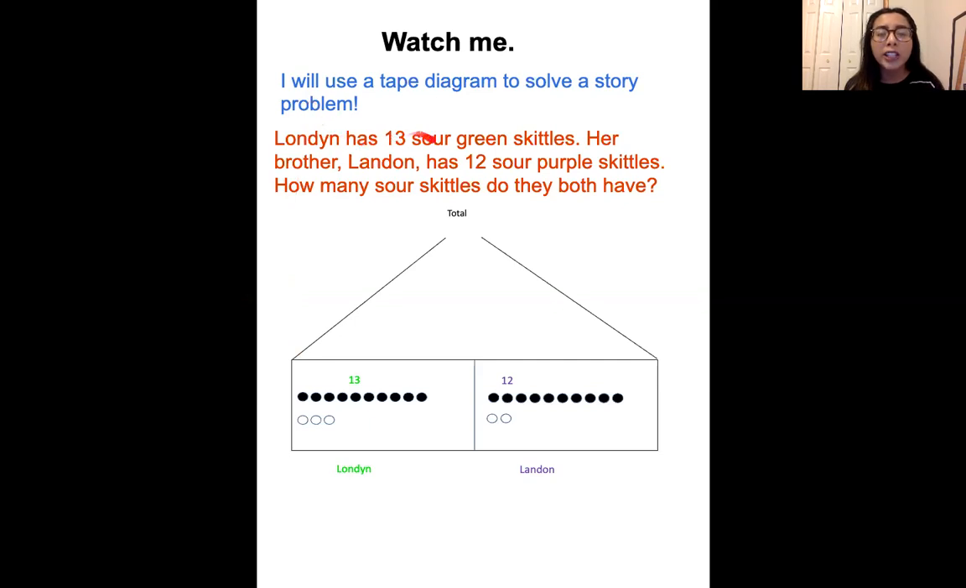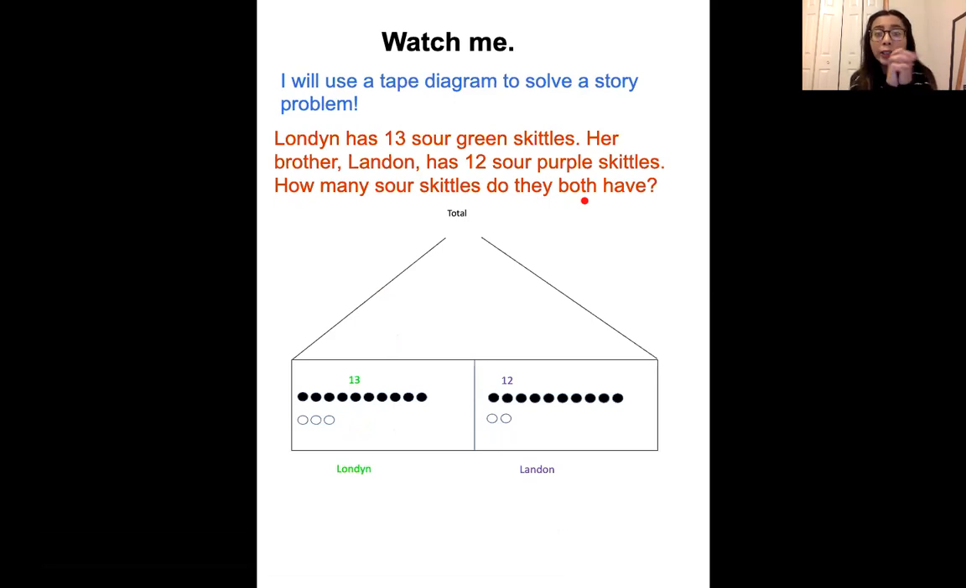London has 13 sour green Skittles. Her brother Landon has 12 sour purple Skittles. How many sour Skittles do they both have? As I'm thinking about what I need to draw, I know there are two parts in the story that I know: London's 13 sour green Skittles and Landon's 12 sour purple Skittles. I already drew those out using my circles, and I started with a group of 10, and then my ones.